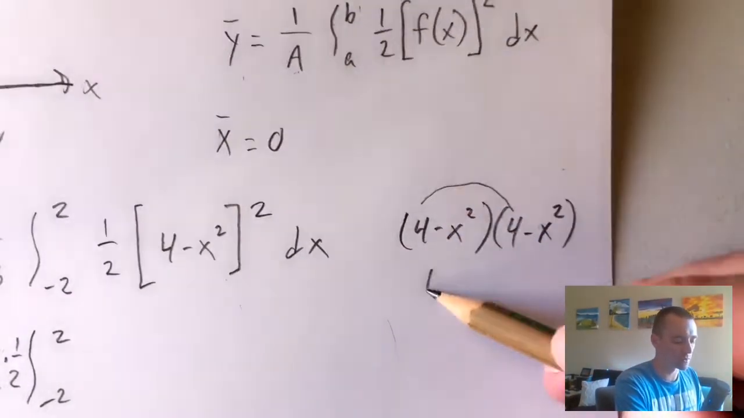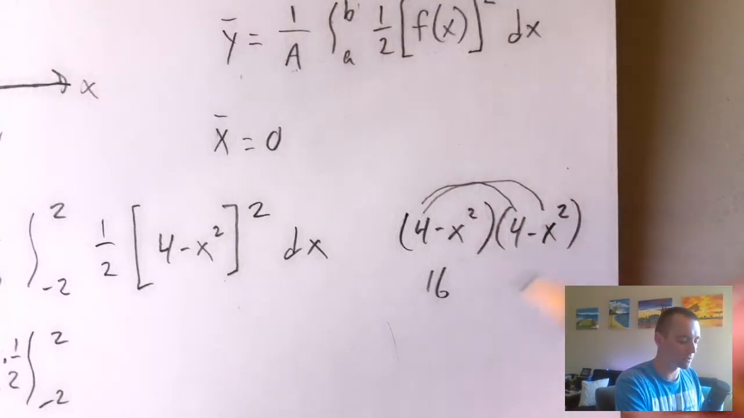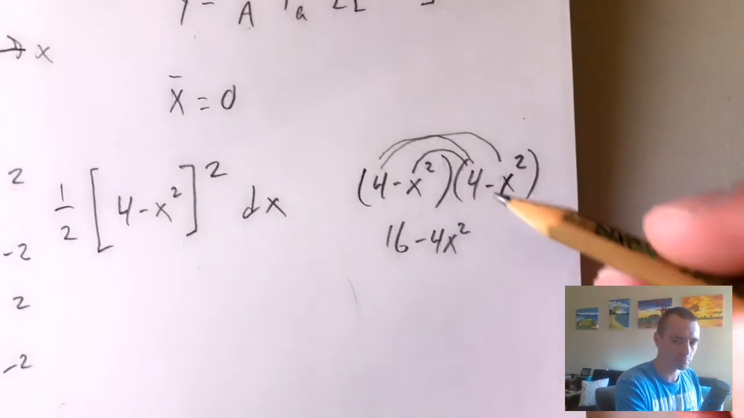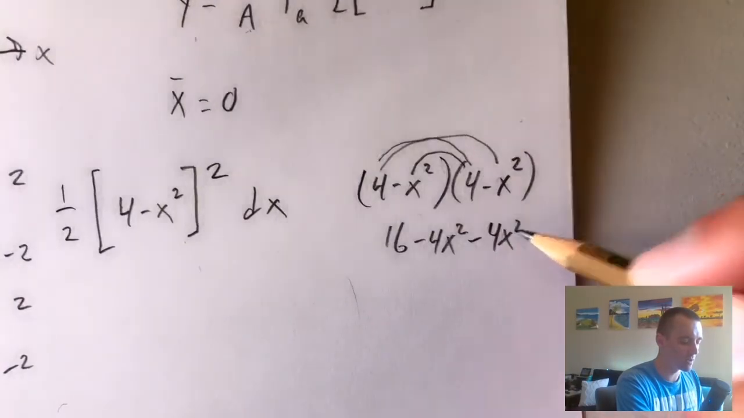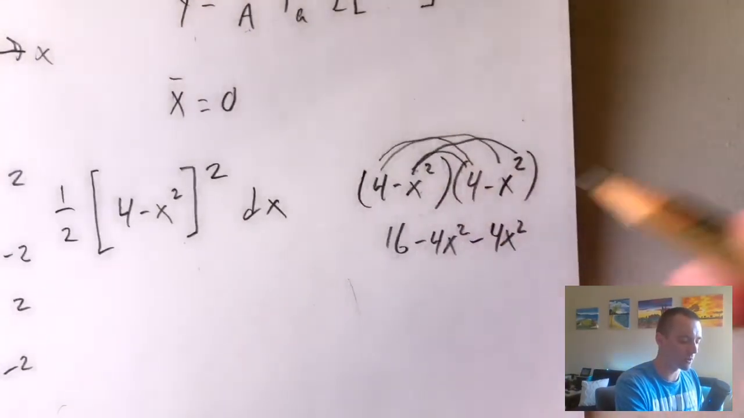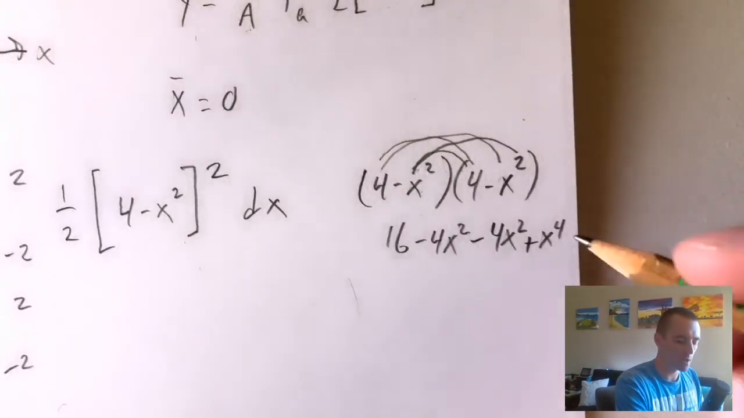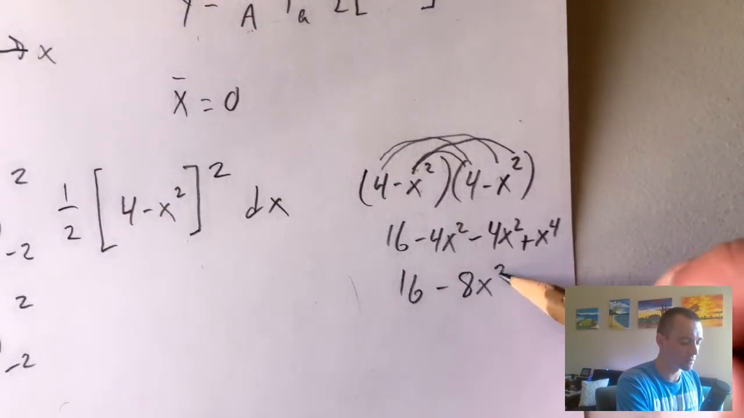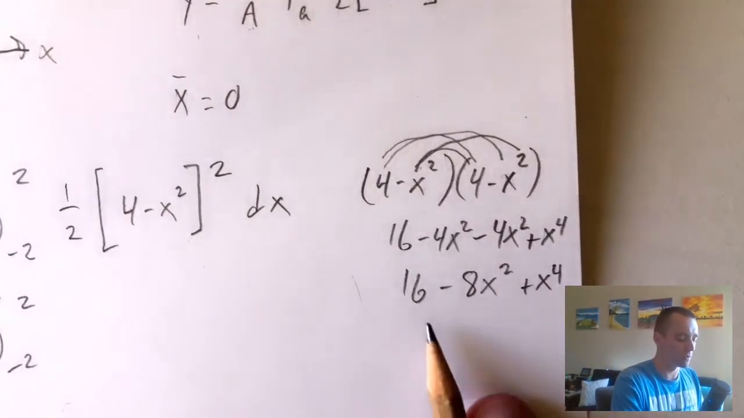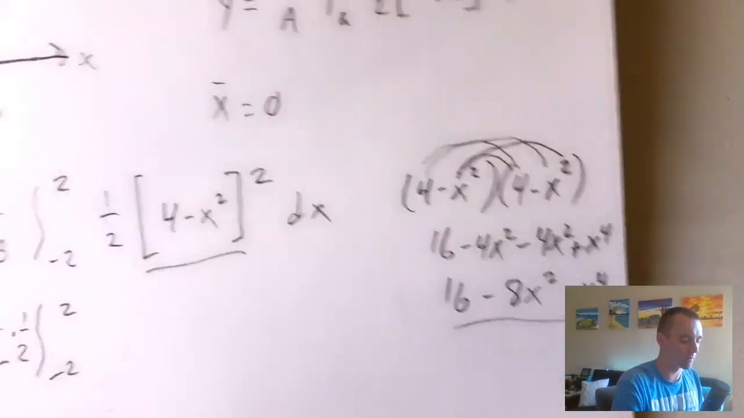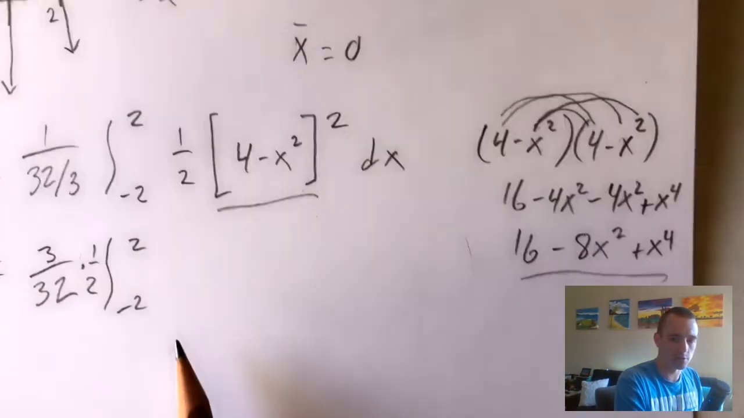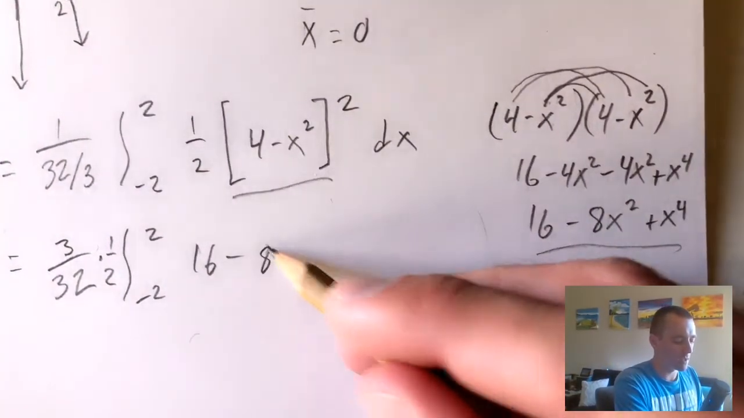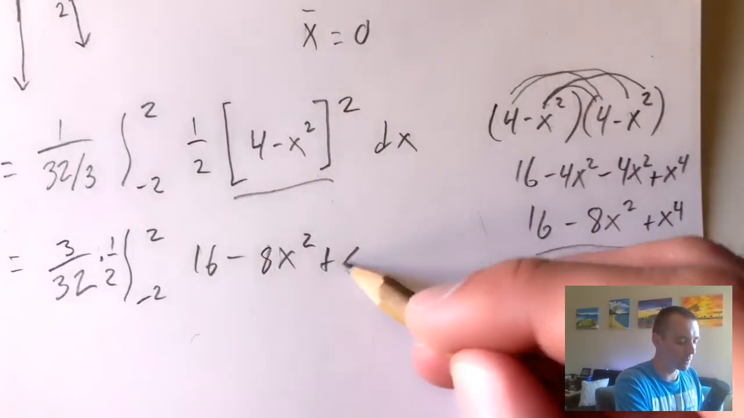So we'll get 4 times 4 is 16. 4 times negative x squared is negative 4x squared. Negative x squared times 4 is negative 4x squared again. And then negative x squared times negative x squared is positive x to the 4th. Then if we simplify this, we'll just get 16 minus 8x squared plus x to the 4th. So this is the same as this piece right here. So we're going to get the integral from negative 2 to 2 of this whole thing, 16 minus 8x squared plus x to the 4th.